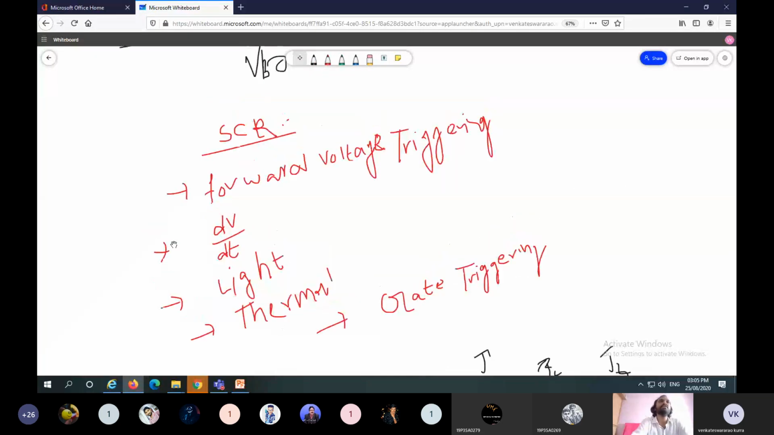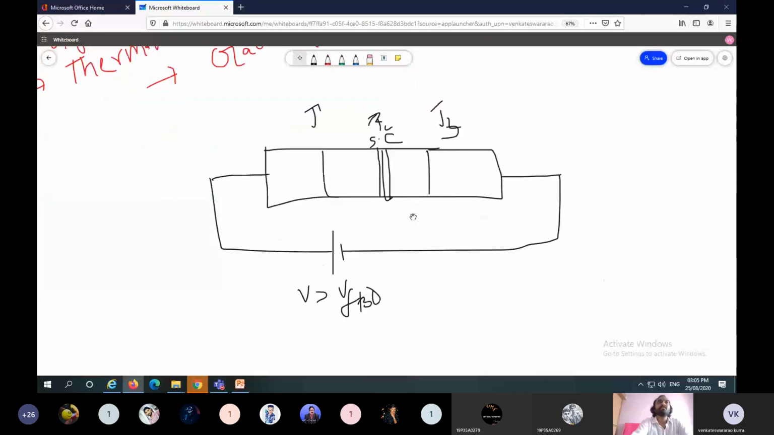Next method is the dV by dt method. Here junction J2 is reverse biased, so it acts as a capacitor. What is the formula for current flowing through the capacitor?